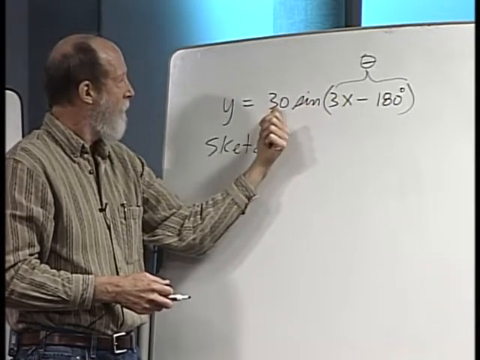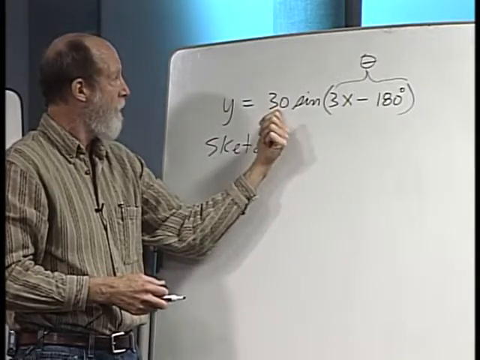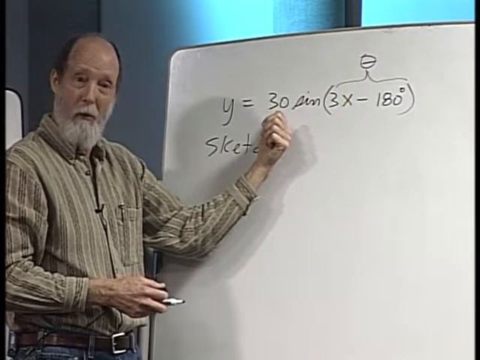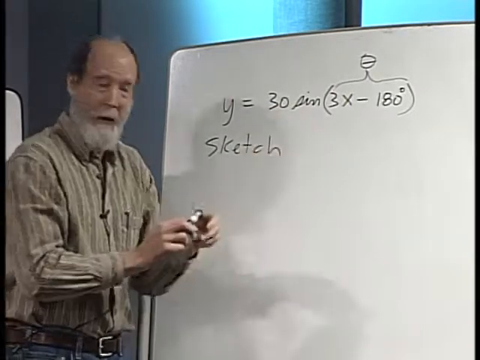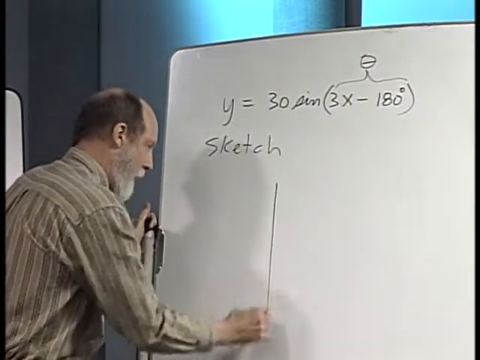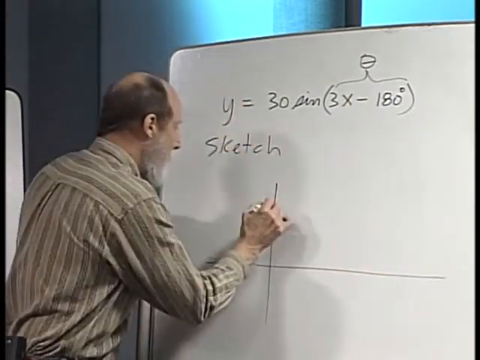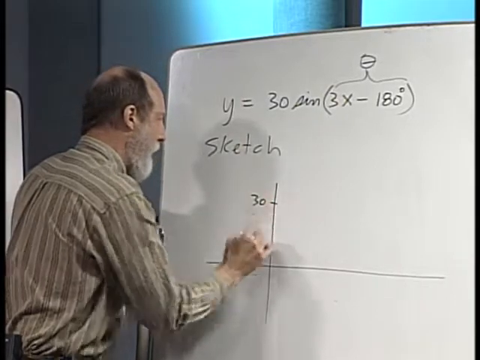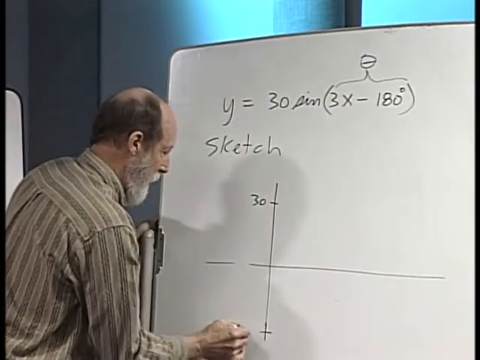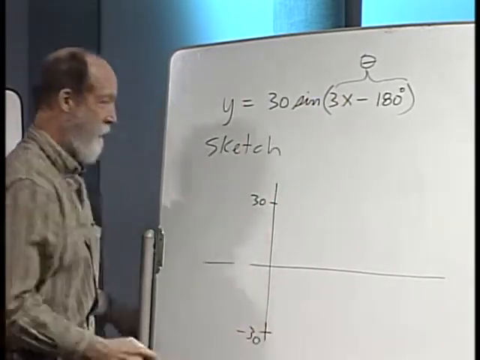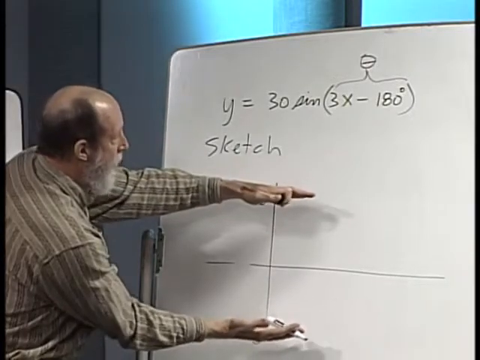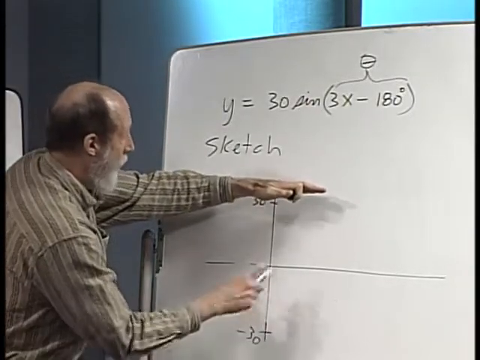So that means this y value here can never exceed 30 or never get below -30. So right off the bat, for sketching purposes, we know that we're going to have an upper bound of 30 and a lower bound of -30 on our range. So inside that bound, this thing has to oscillate.